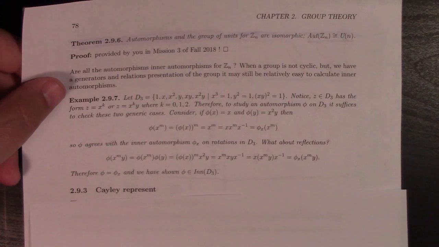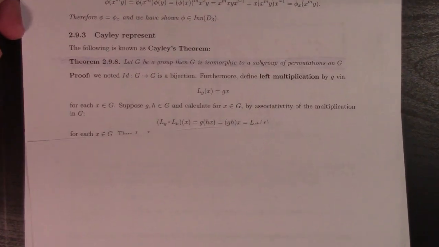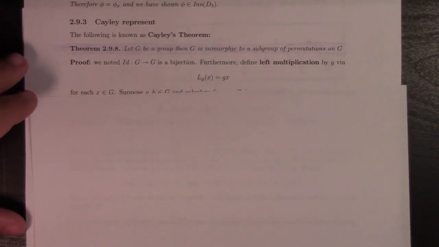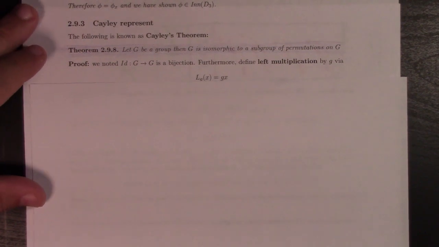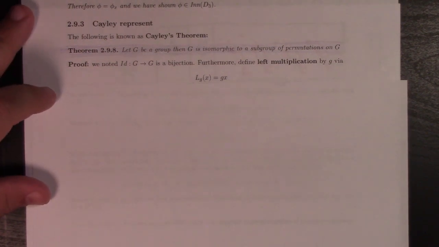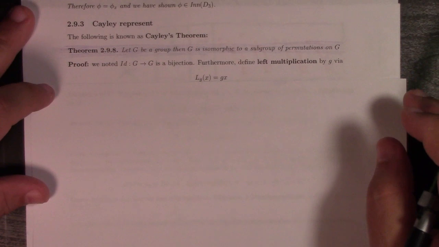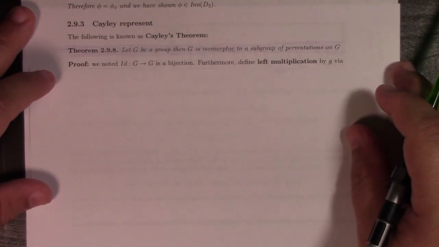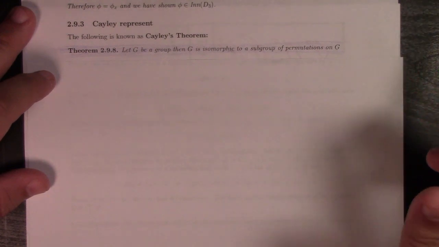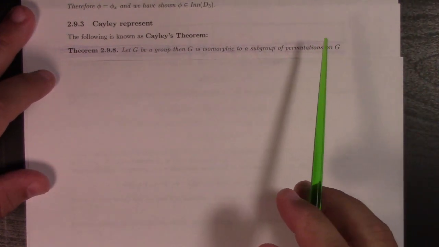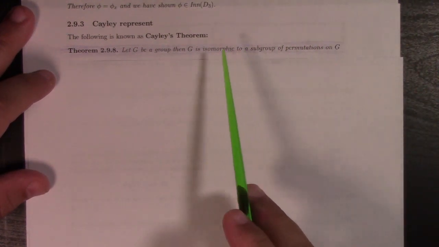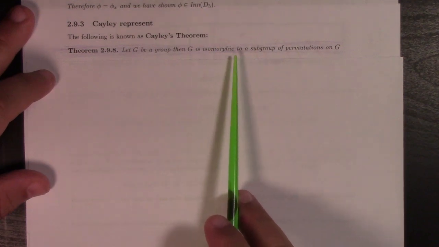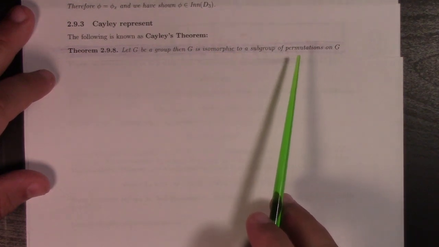So then that brings us to the next part of this lecture, which is kind of a little bit different. It's what's known as Cayley's theorem. Cayley's theorem concerns a rather well-known result, which is that every group can be represented faithfully by some subgroup of permutations on G.